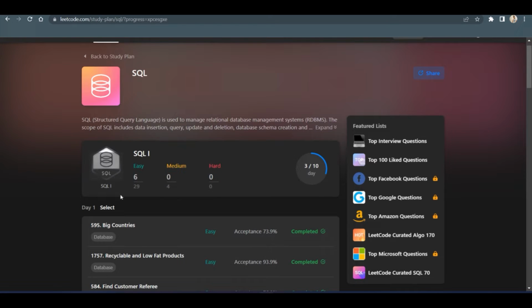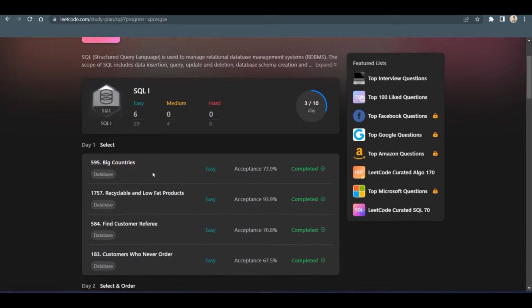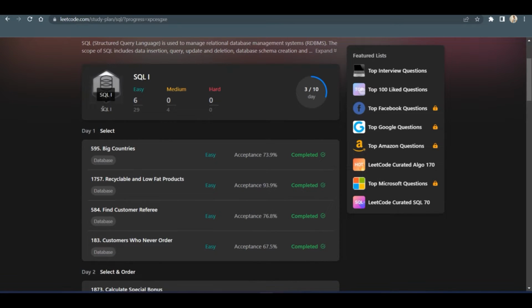And here is the batch 1, that is SQL 1, and we are going to solve the questions from batch 1 now onwards. And the day 1 is here, which is based on the select clause. So there are 4 questions on this select clause under the day 1 section. So we are going to solve them one by one. So first one is big countries.